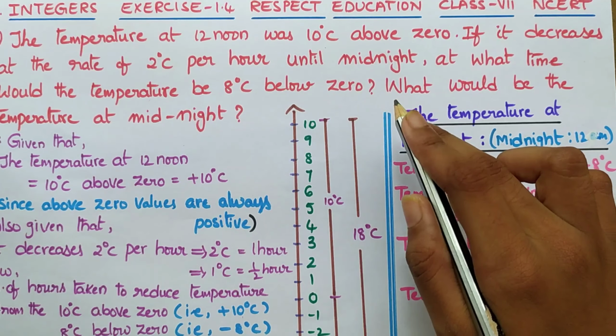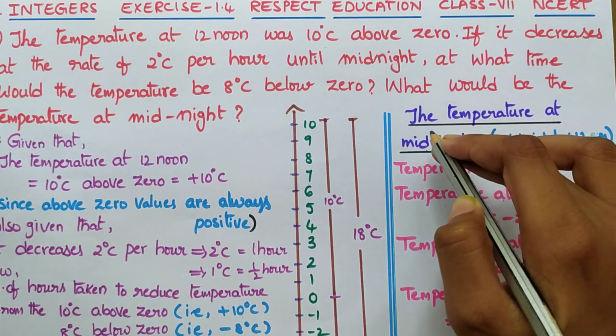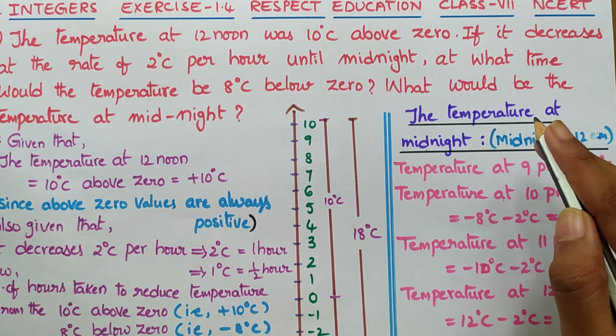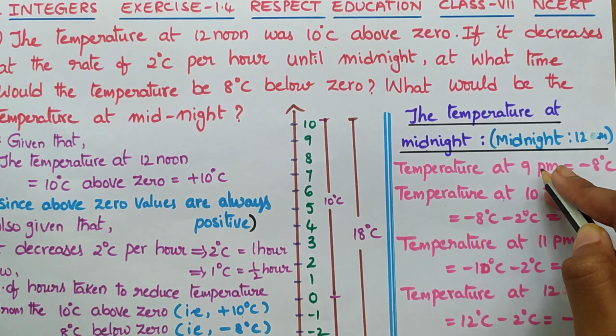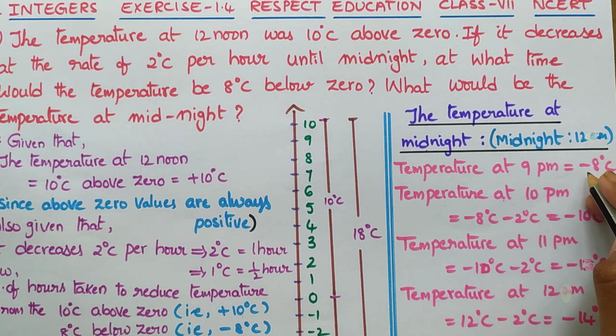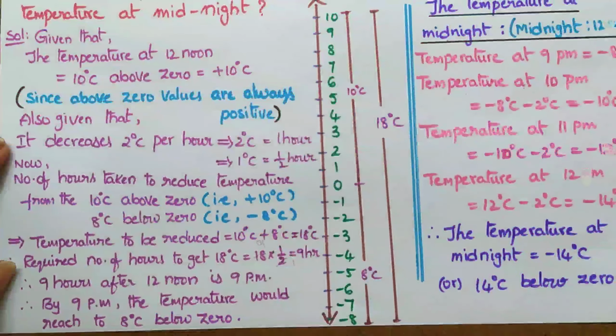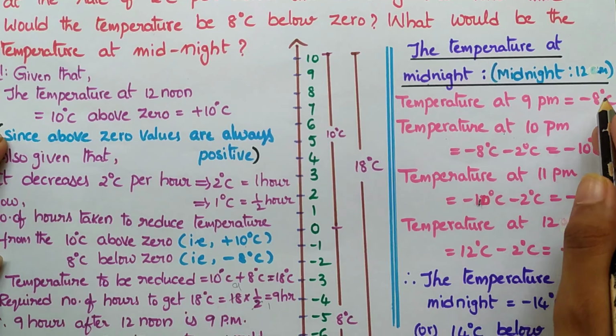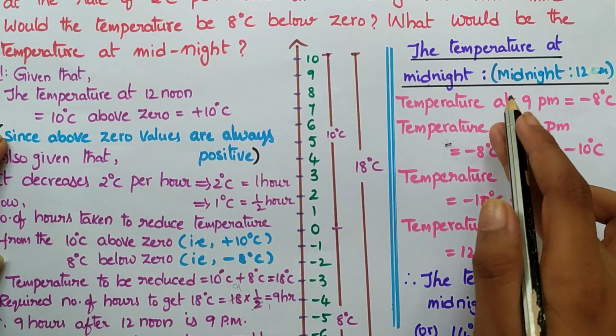Okay friends, now let us see the second bit, that is what would be the temperature at midnight. The temperature at midnight is nothing but 12 a.m. We already know the temperature at 9 p.m. What is the temperature at 9 p.m.? It is minus 8 degrees Celsius.